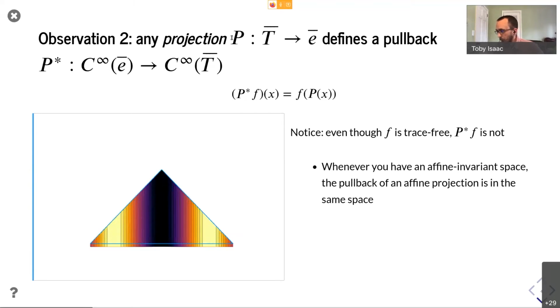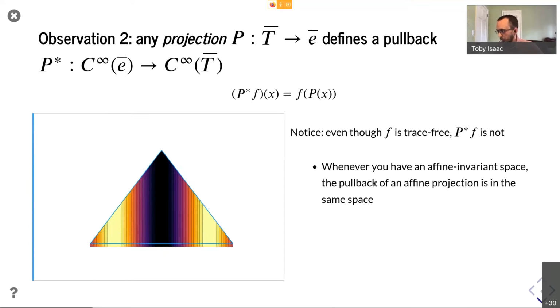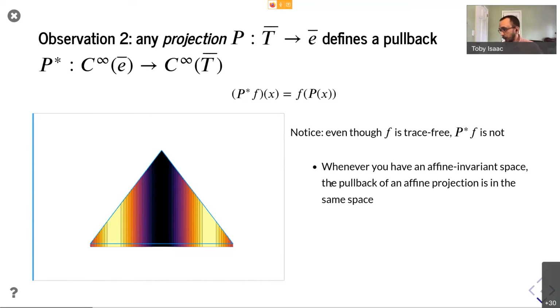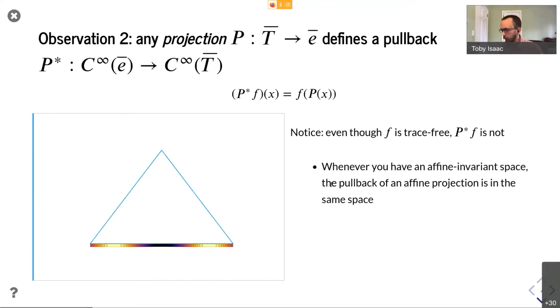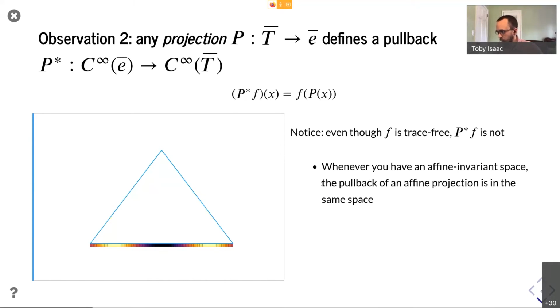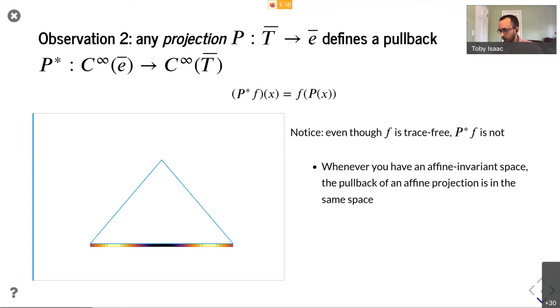One reason why these pullbacks are always used is that whenever the function space that you apply the pullback to is affine invariant, then the pullback preserves the space. And since all of our finite element spaces are affine invariant, this is very useful for creating extensions when we don't have to worry about some kind of a zero trace condition.